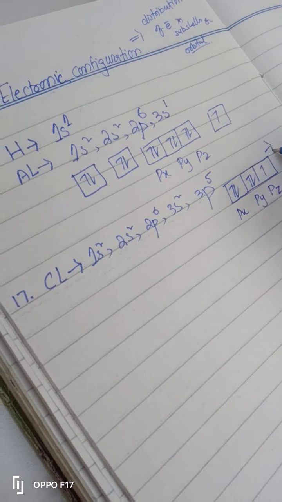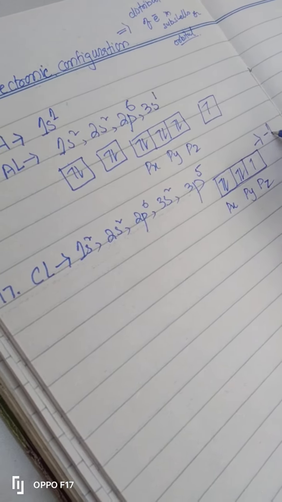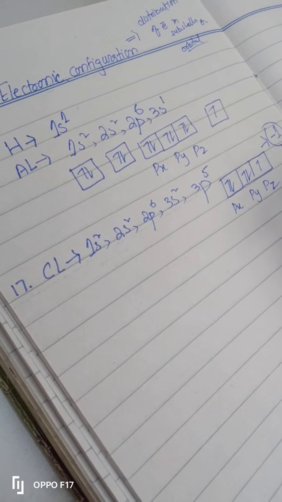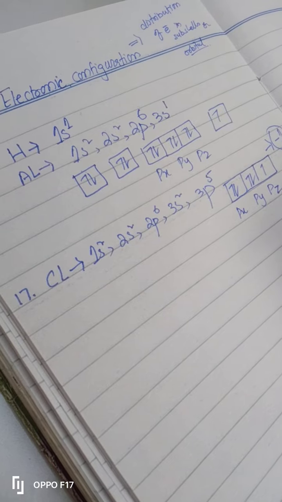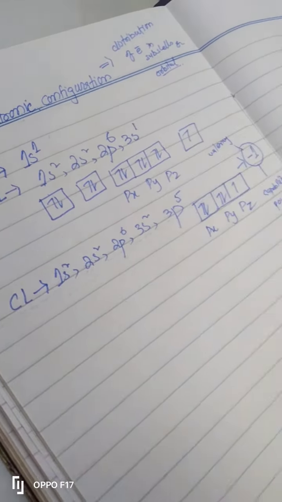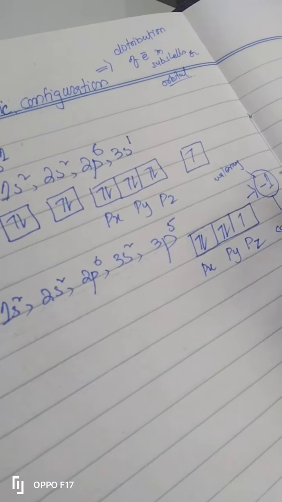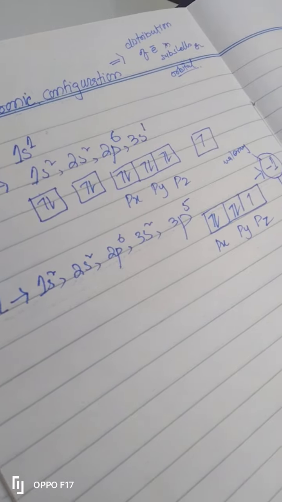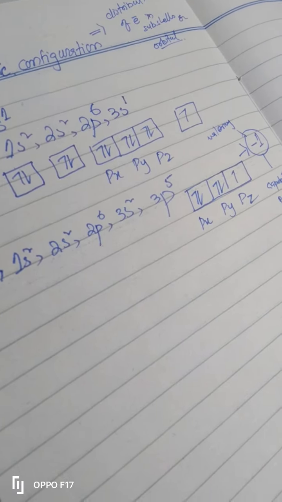So the valency of chlorine is -1 because it can accept one electron and can complete its octet, or you can say it can complete its orbitals, right?